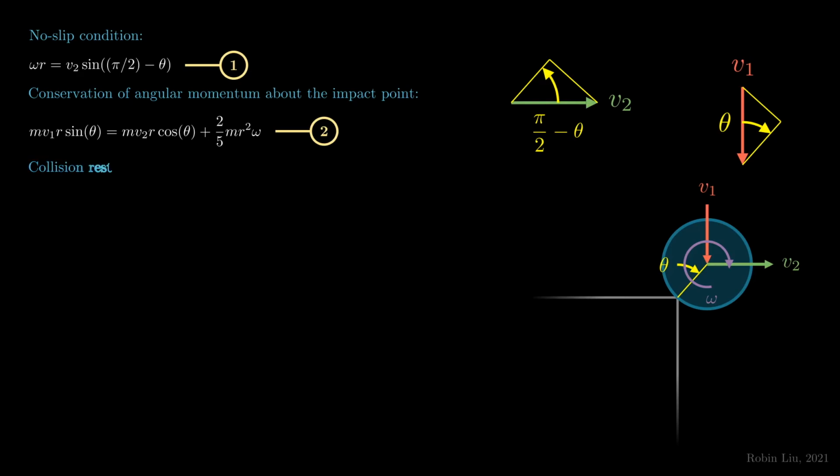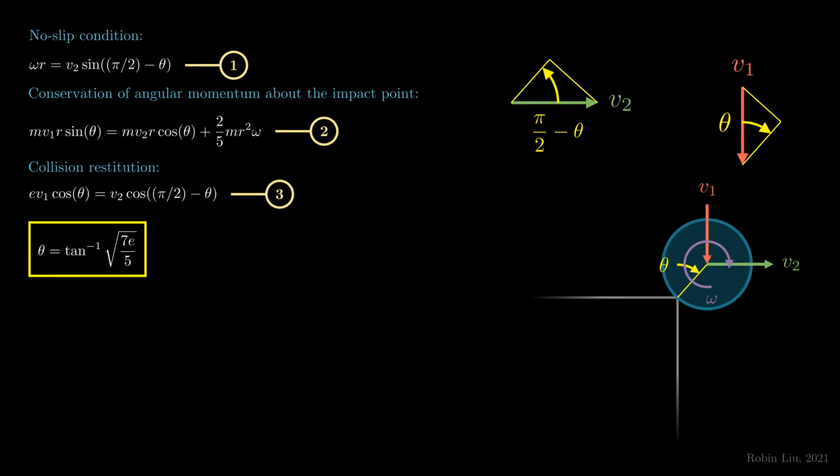Finally, we have the coefficient of restitution. The coefficient of restitution tells you the ratio of relative speeds of colliding objects before and after the collision. It always applies only to the component of velocity normal to the contact point. The component of v1 normal to the contact point is v1 times cos theta, and the component of v2 normal to the contact point is v2 times cos of pi over 2 minus theta. The initial velocity component is multiplied by the coefficient of restitution to give equation 3. Solving this system of equations allows us to find an expression for theta.